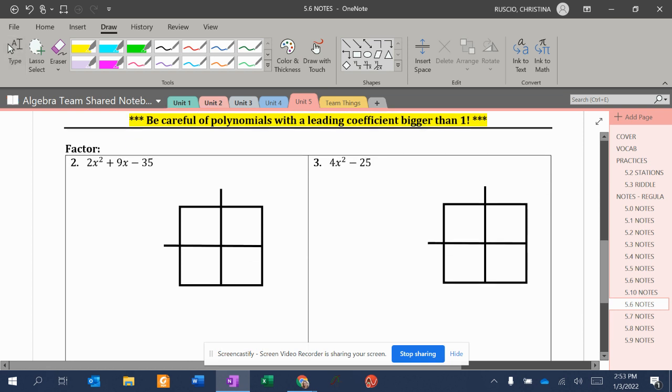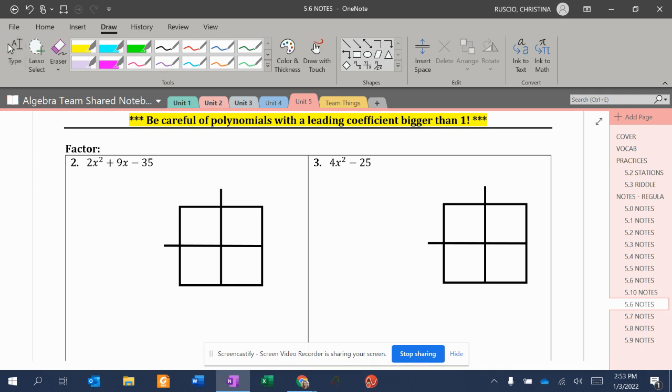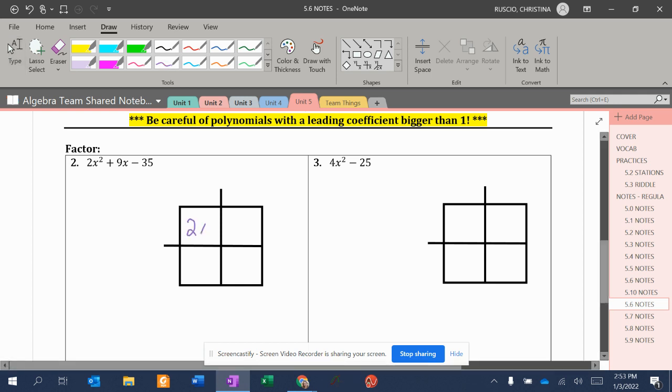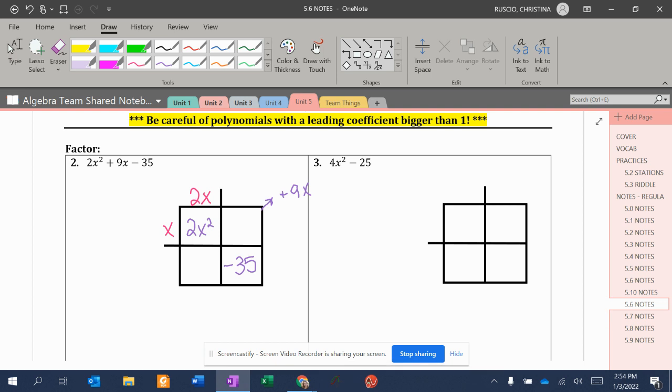All right, let's see this again in action with a different question. Number 2. So we have 2x squared plus 9x minus 35. You know what to do. 2x squared goes here, plus 9x up in this top corner, and then minus 35. Well, what times what is 2x squared? If you said 2x times x, you are correct. And then let's think of some numbers that multiply to 35. Obviously, 1 and 35, 5 and 7.